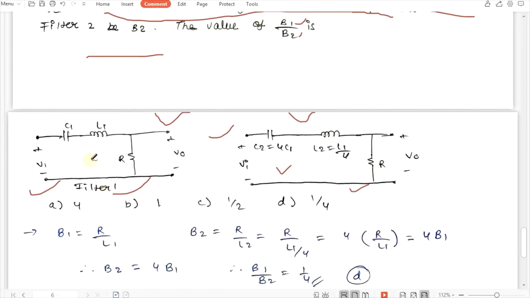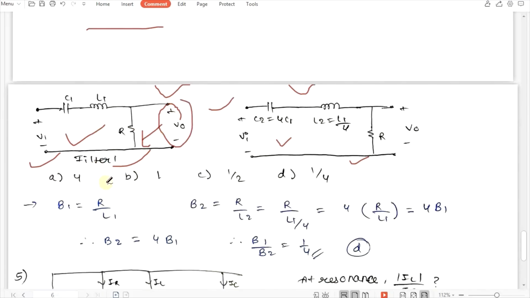We all know this is a series RLC network, and the output voltage is taken across this resistor, but the circuit is series RLC only. So you have to use the bandwidth formula of a series RLC network, which is R by L. Here it will be R by L1, so our B1 is R by L1.